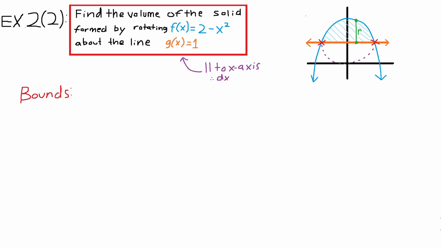Now note that the bounds aren't going to be the x-intercepts. They're actually going to be where the two functions touch each other. So we're just going to set the two functions equal to each other and solve for x, which gives us x equals plus and minus 1.